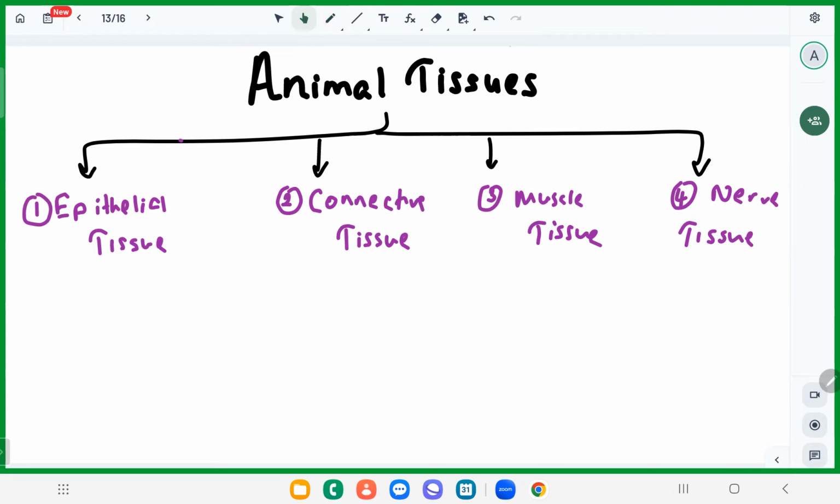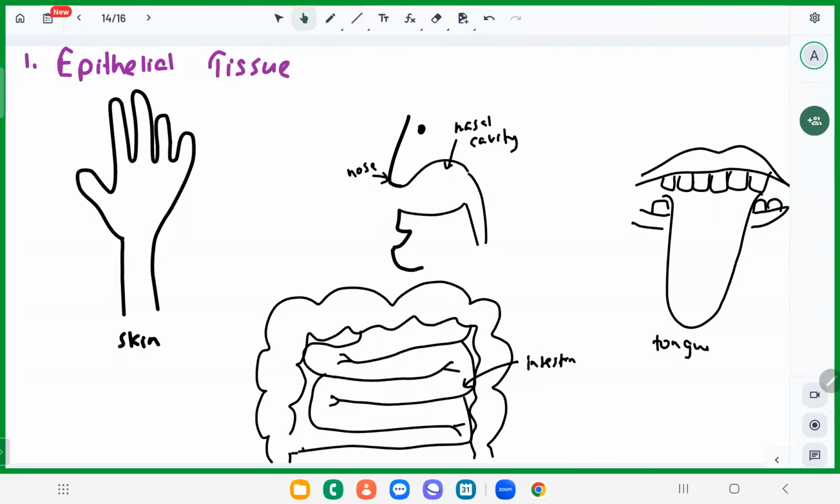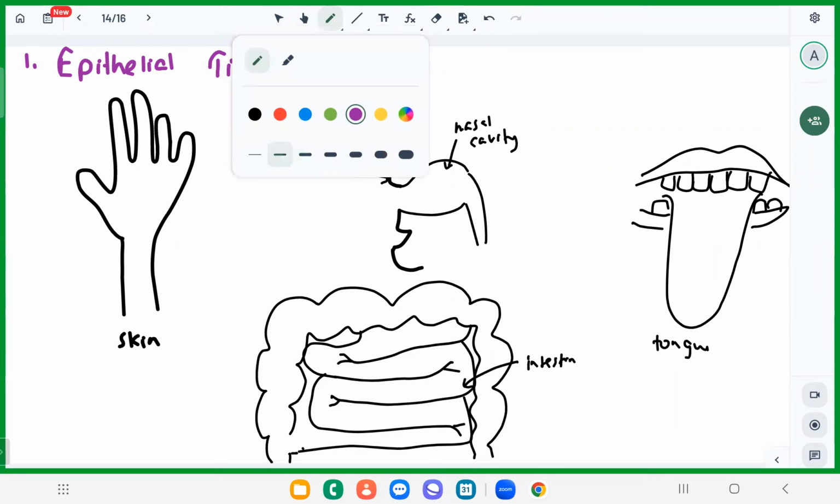All right. So let's start off with the epithelial tissue. What is the epithelial tissue? It's basically a tissue that lines up the surfaces of our body. So to understand this, I'm going to take, as an example, our skin. Now, our skin is the outer lining of our entire body, right? Our entire body is covered in skin, and that is the outer lining of the body, right?